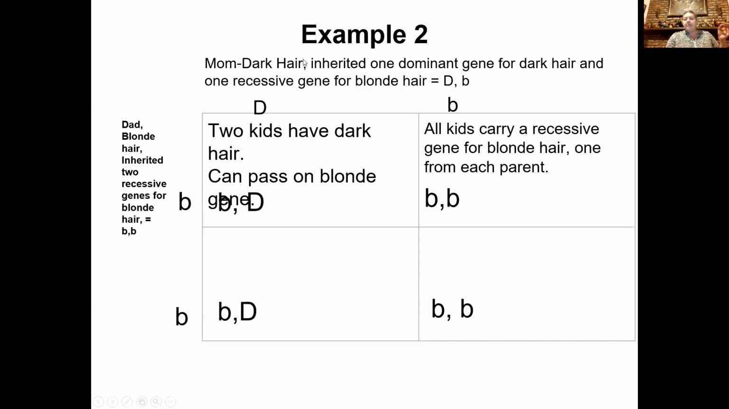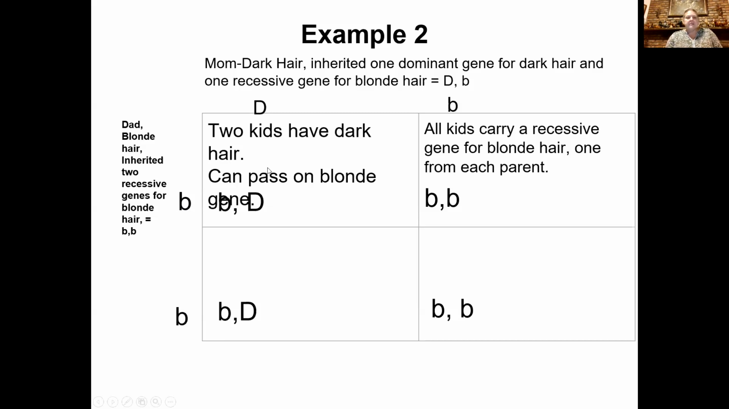All right, so in our second example, our mom has dark hair. Her phenotype is dark hair. However, her genotype has a dominant dark hair gene and a recessive blonde hair gene. So she has the capital D here and the lowercase b. This is for our recessive blonde gene. This is for our dominant dark-haired gene. Dad, once again, he's blonde. He's got 2 recessive blonde genes. That's all he can pass on because that's what he's got.